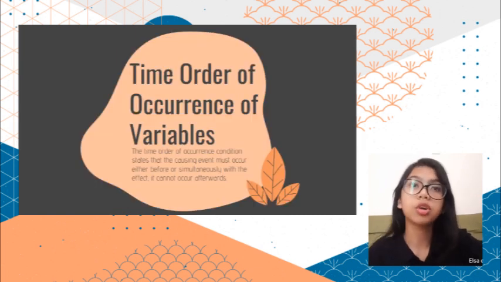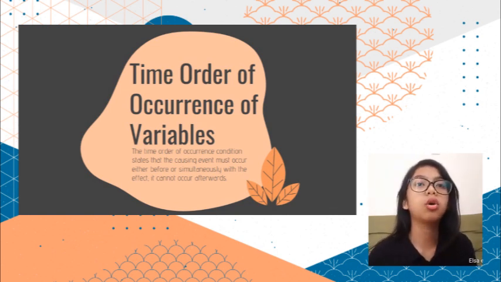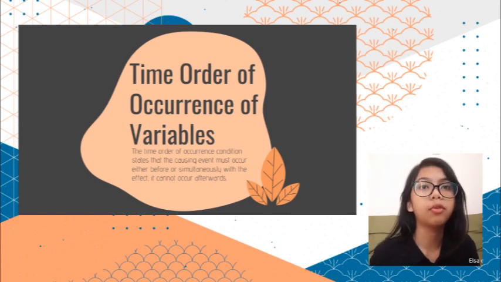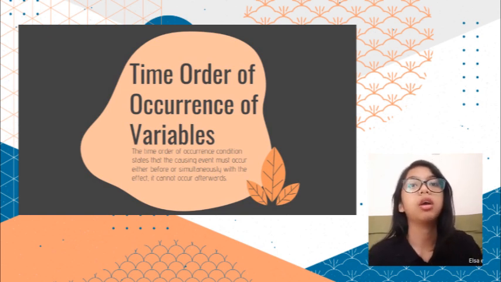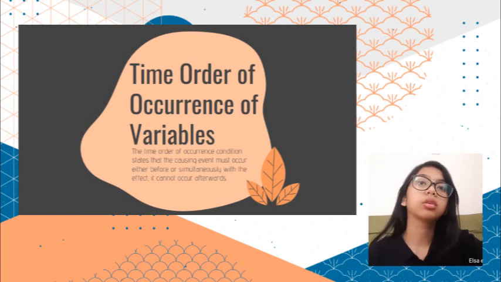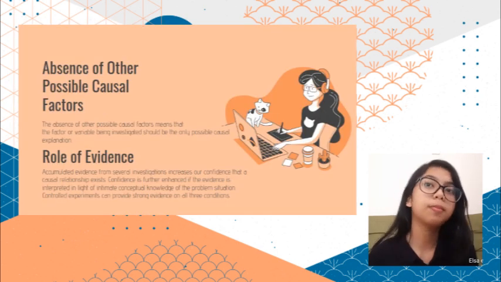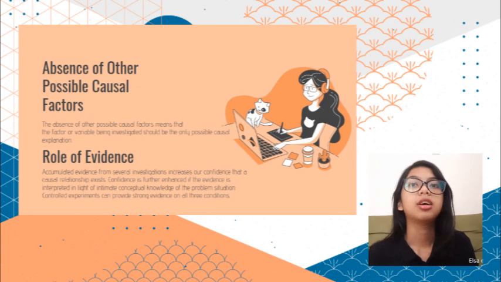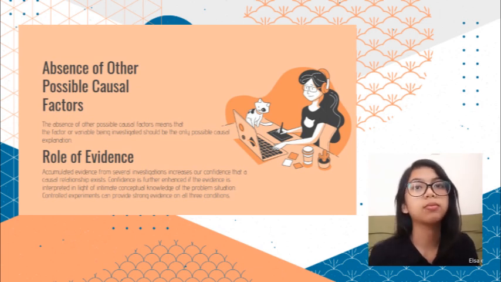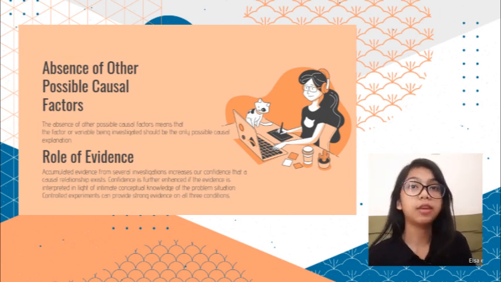Time order of occurrence of variables. The time order of occurrence condition states that the causing event must occur either before or simultaneously with the effect. It cannot occur afterward. Absence of other possible causal factors. The absence of other possible causal factors means that the factor or variable being investigated should be the only possible causal explanation.